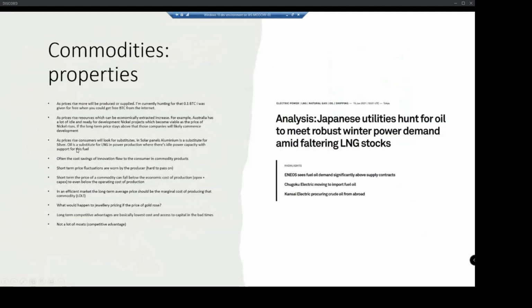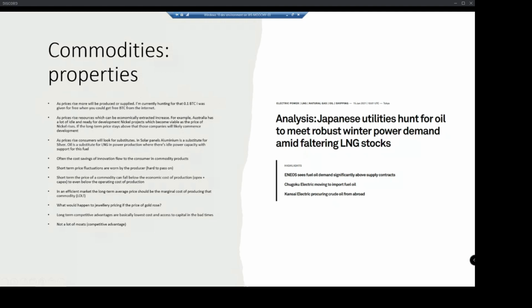So let's look at what the properties of commodities are. A commodity generally responds to supply and demand. So as prices rise, more will be produced or supplied. For example, I'm currently hunting around for my 0.1 BTC that I got given for free when you could get free Bitcoin from the internet. I thought it might be on my USB stick. But when prices rise, people run around and set up more commodity projects, or if people have spare storage of the stuff, they sell it.